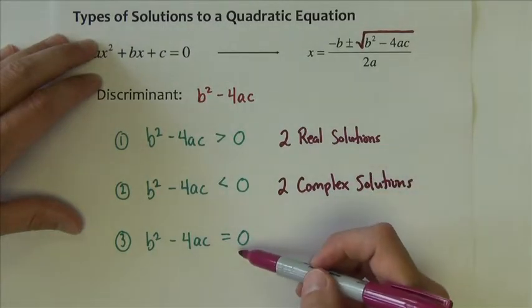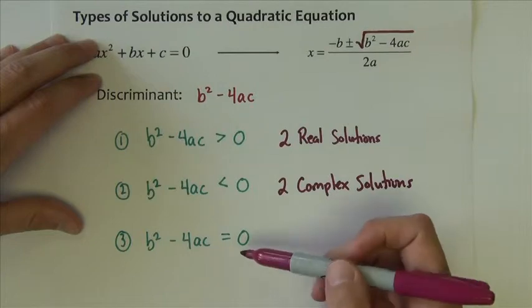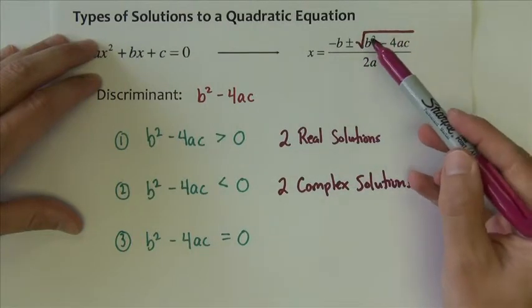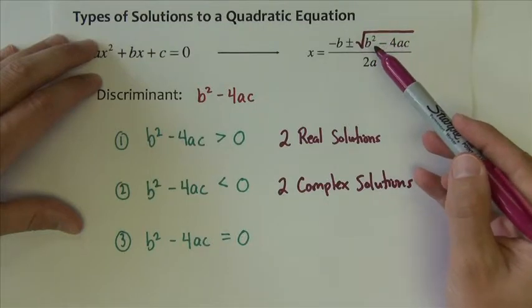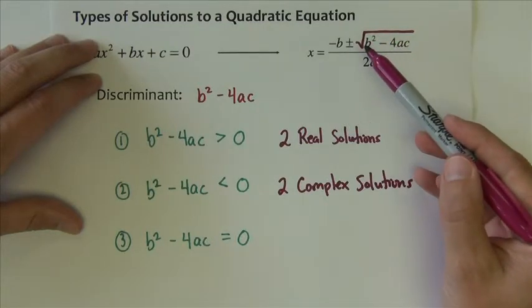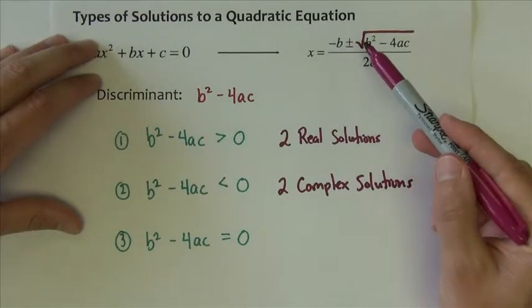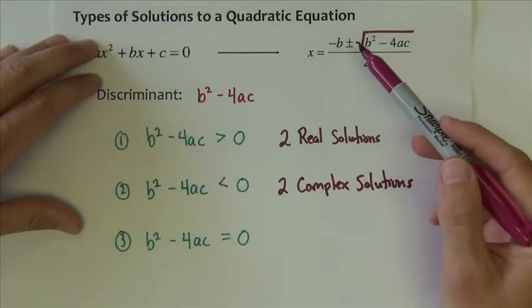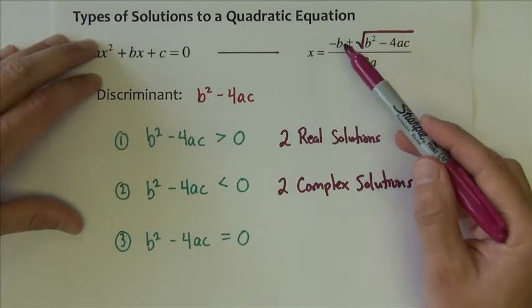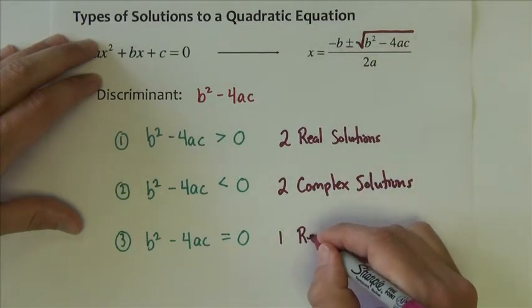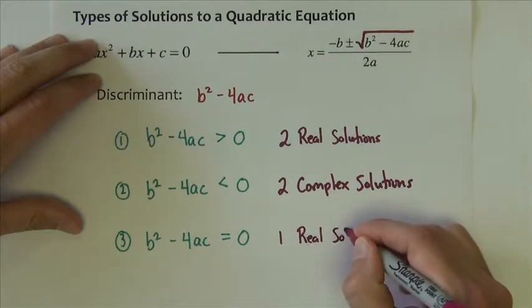Now if the b squared minus 4ac happened to be 0, so I had the square root of 0, well, the square root of 0 itself is just 0. So therefore I would have negative b plus 0 and negative b minus 0. Of course, adding 0 or subtracting 0 does not change the value of negative b, so I would have in this case just one real solution.